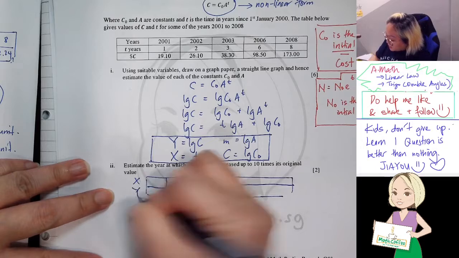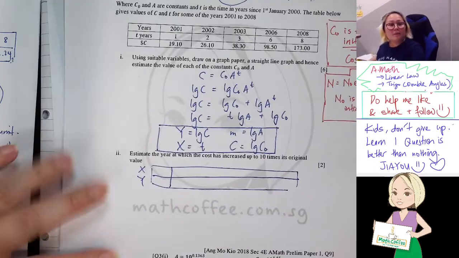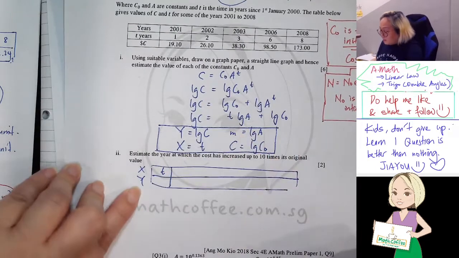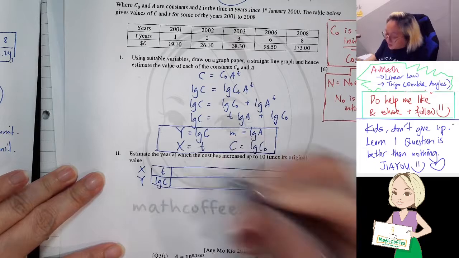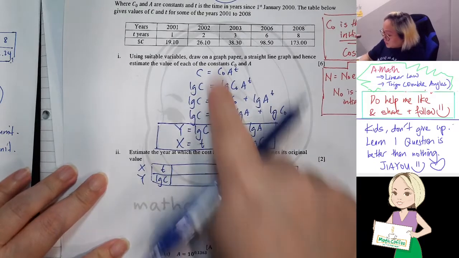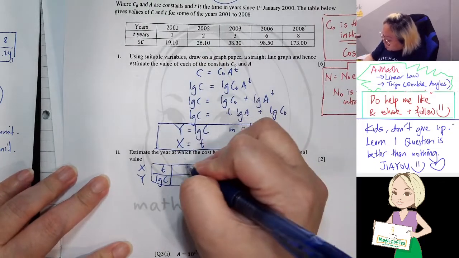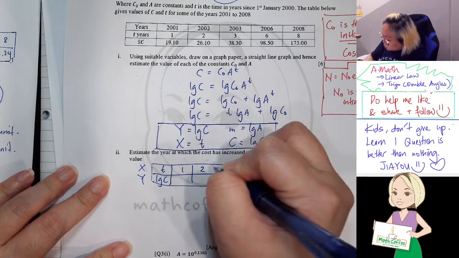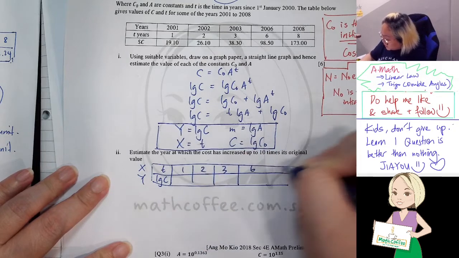This is my big X. This is my big Y. My big X is just t. My big Y is log C. So t is just 1, 2, 3, 6, and 8.